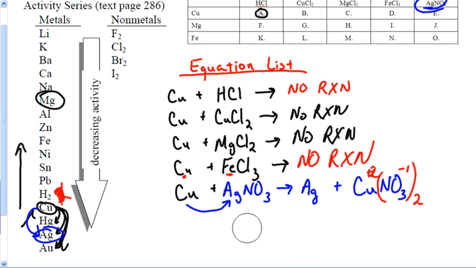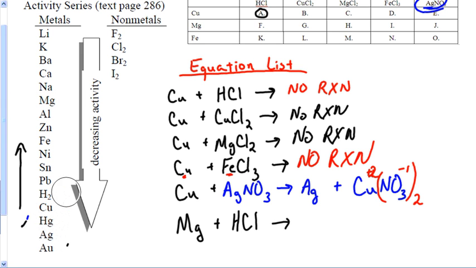Anyway, what I want you to do is go through this list. Each one, I've already done copper, so next you'd move on to Mg, Mg plus HCl, and go ahead and try and tell me, for each one of these, will they react? Well, let's see, Mg plus HCl. Let's clear all this stuff out of my way over here. So for Mg to react with H, Mg has to be higher on this list than H.